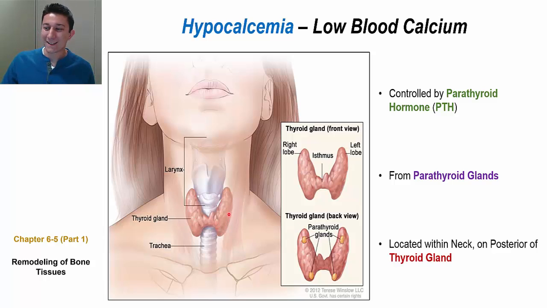The parathyroid glands, I should say, are actually on the posterior side of the thyroid. So if we turn the thyroid gland around, we see these little glands that are part of, or at least associated with, the thyroid gland, and these are the parathyroid glands. So those are the locations of the parathyroid glands.